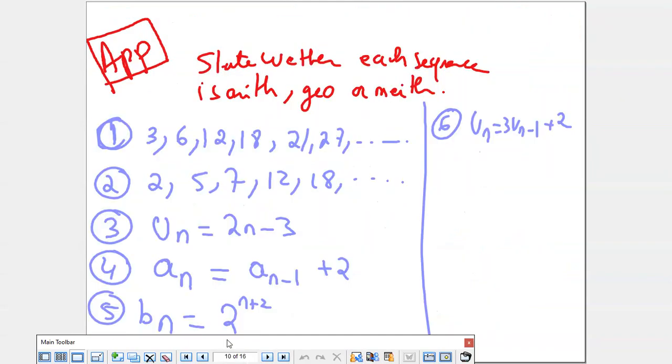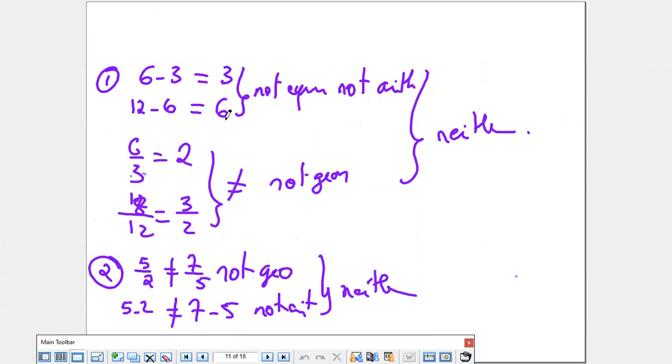Let's do some applications. State whether each sequence is arithmetic, geometric, or neither. If I look at the first example, 3, 6, 12, 18. To check, I need to subtract first and see if it's the same, and to divide. If I do 6 minus 3, it's 3. 12 minus 6 is 6, so it's not arithmetic. And if I do over, it's not geometric.